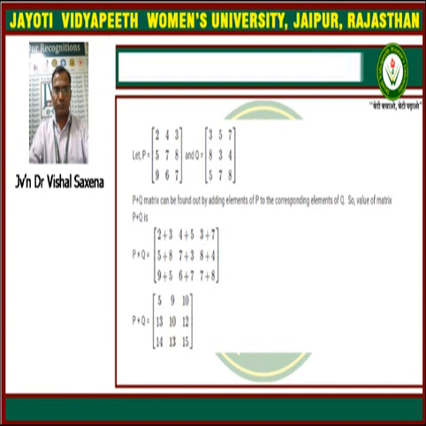So 2 plus 3, 4 plus 5, 3 plus 7, 5 plus 8, 7 plus 3, 8 plus 4, 9 plus 5, 6 plus 7 and 7 plus 8. So this is called the matrix addition. Just corresponding elements are to be added.